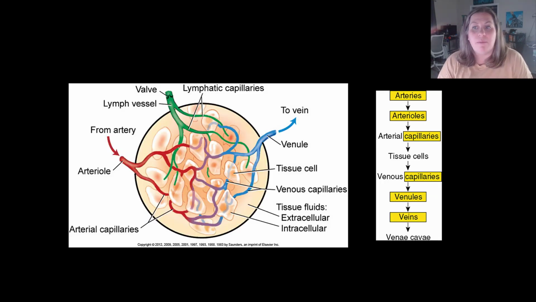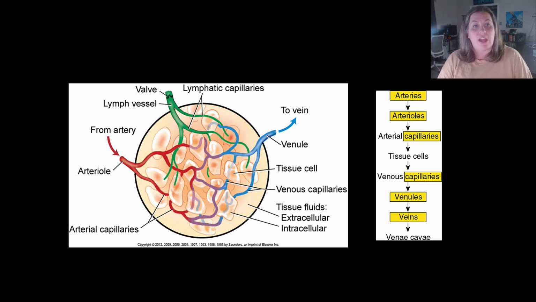So guys, this is what the capillary bed looks like. This is where the actual oxygen exchange is going to happen, where oxygen is dropped off to the cells, carbon dioxide is picked up. This is also going to be where nutrients are dropped off and waste products are picked up. So you can see that the artery or the arteriole comes in.